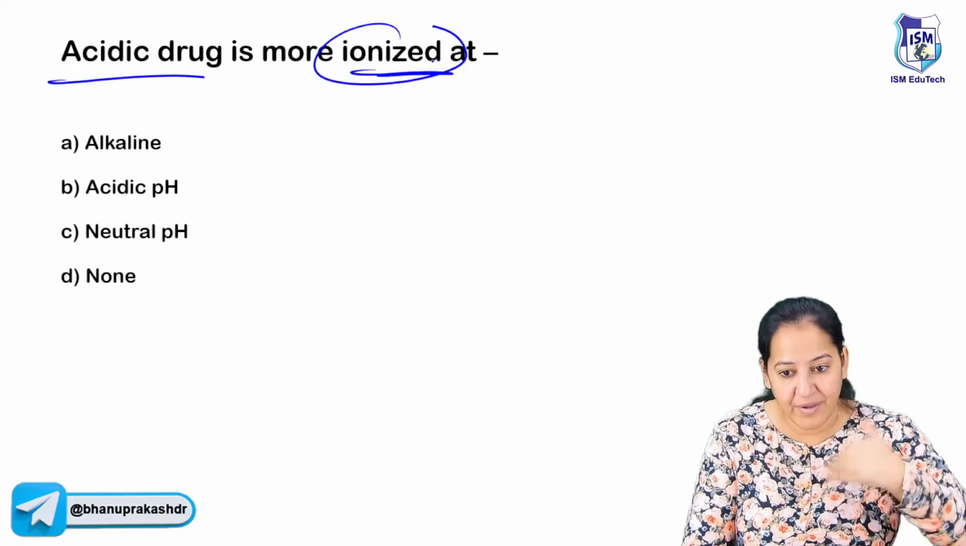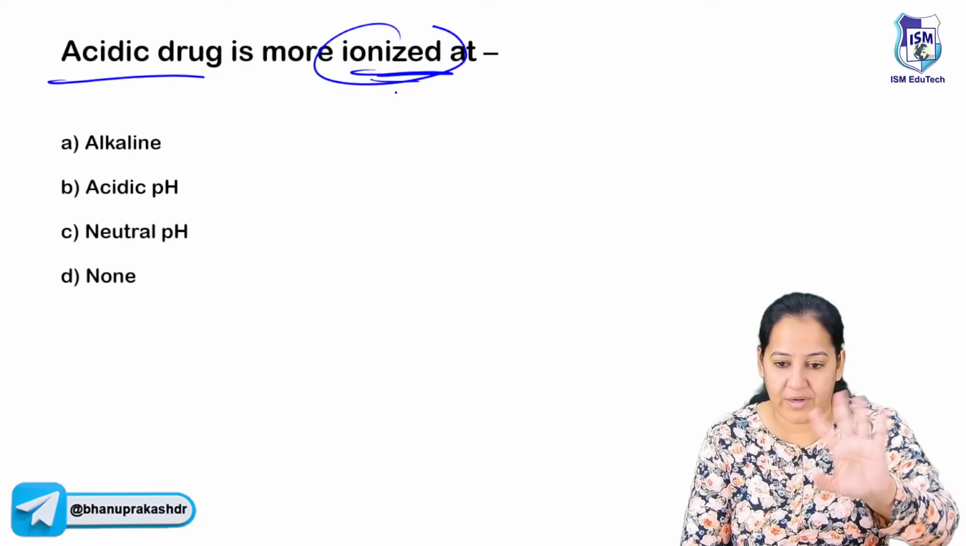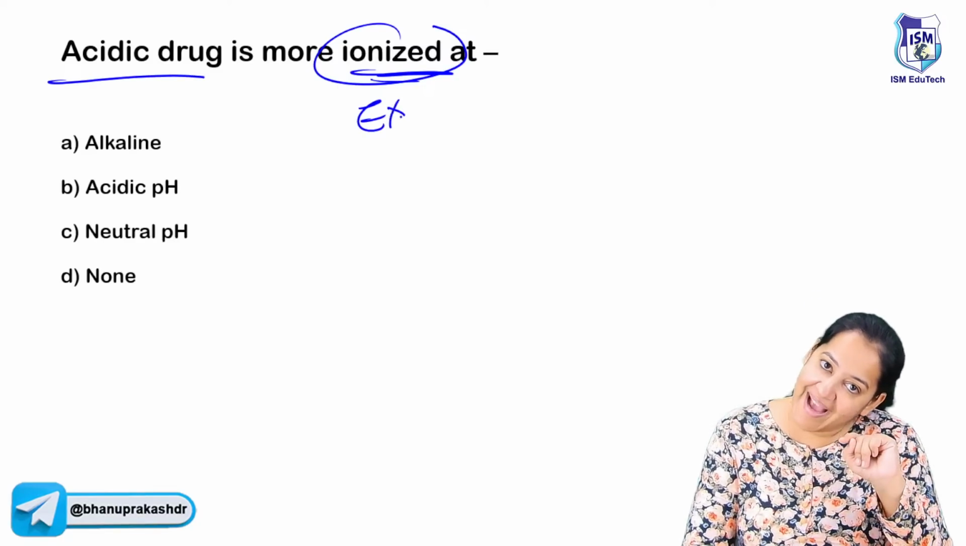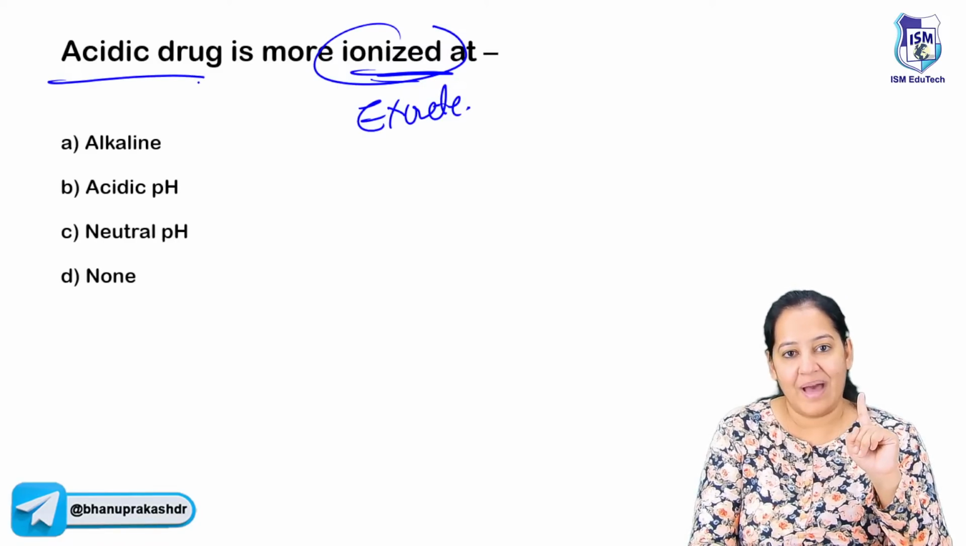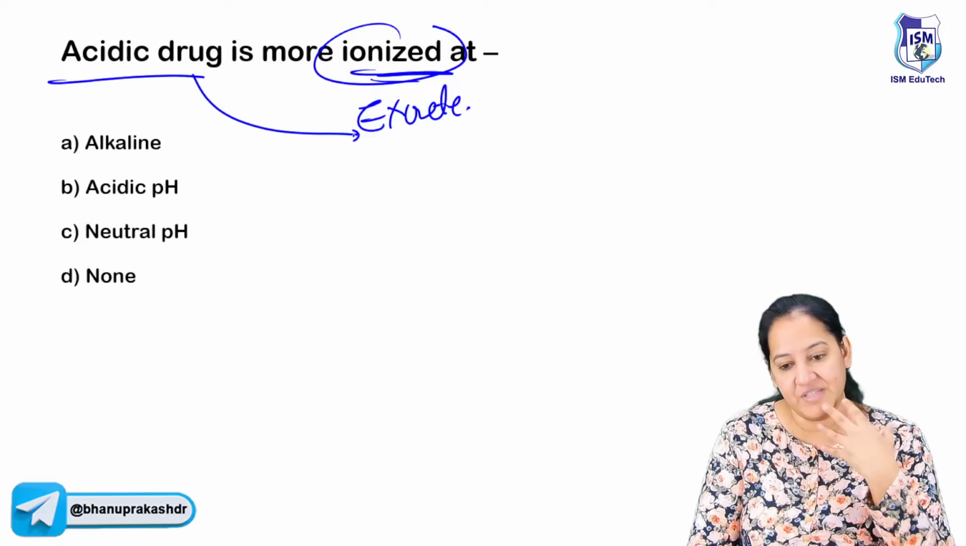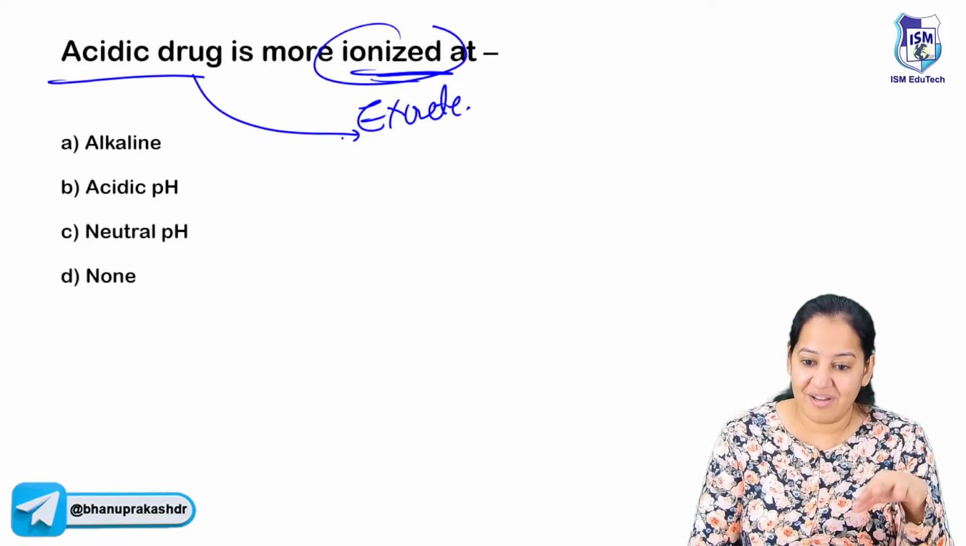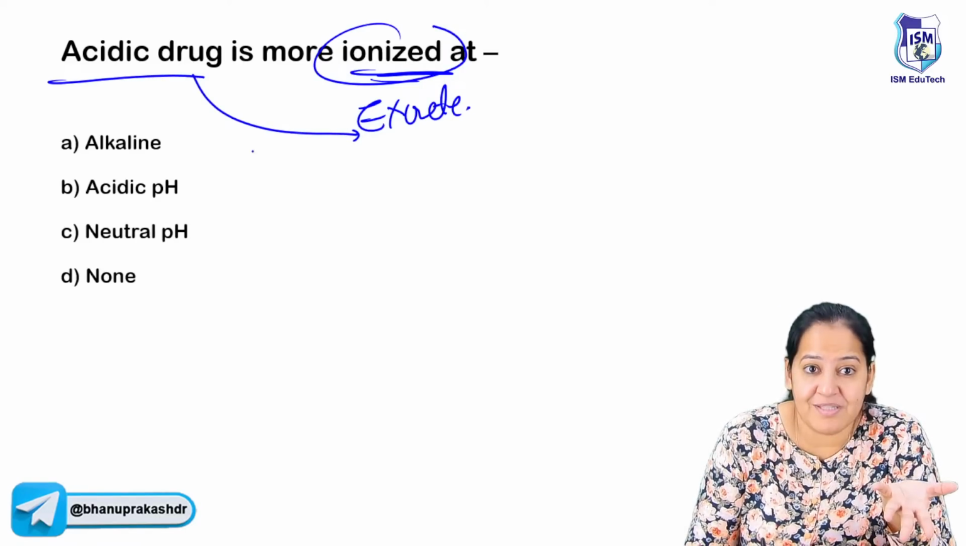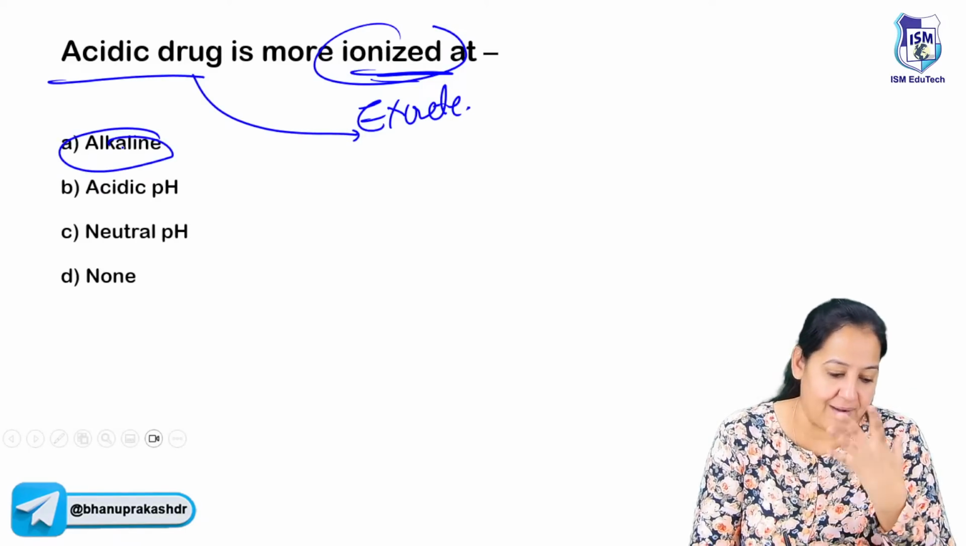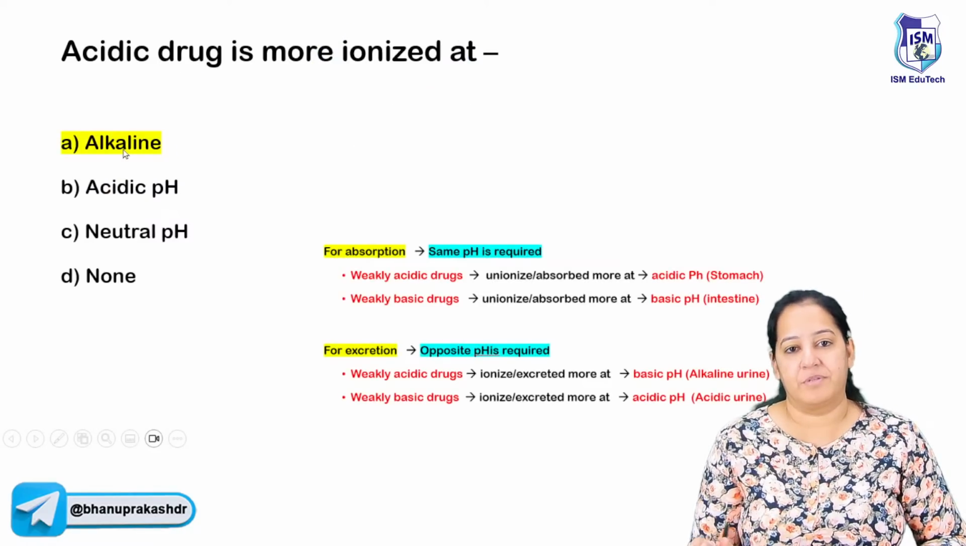Ionized means absorbed or excreted? Ions, the body does not want ions. The body does not like ions. So the body excretes ions. So acidic drugs are excreted in which medium? This is the simplified version. For excretion, the opposite medium is required. So acidic drugs are excreted in alkaline medium. This is how you have to attempt the questions.